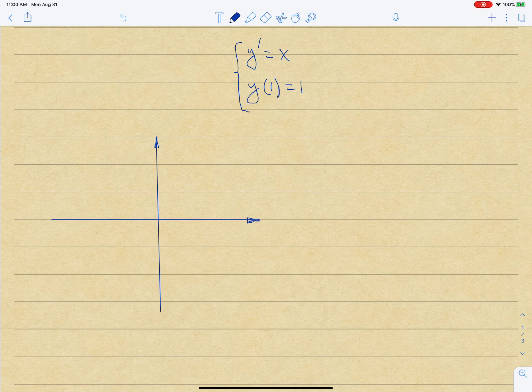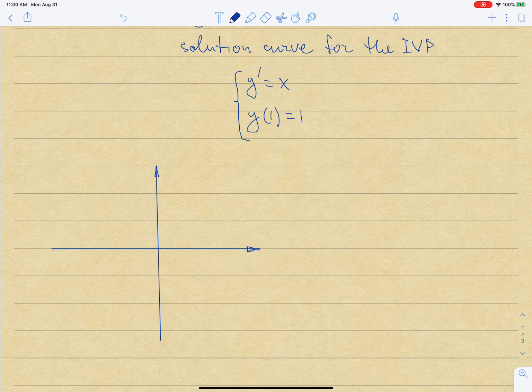Let's pick a point. In fact, the initial point in this initial value problem is a point where x is equal to 1 and y is equal to 1. So at that point (1, 1), let's say it's somewhere here, the slope must be equal to 1, so it is going to be 45 degrees. So that's a short segment of a tangent line at the point (1, 1).